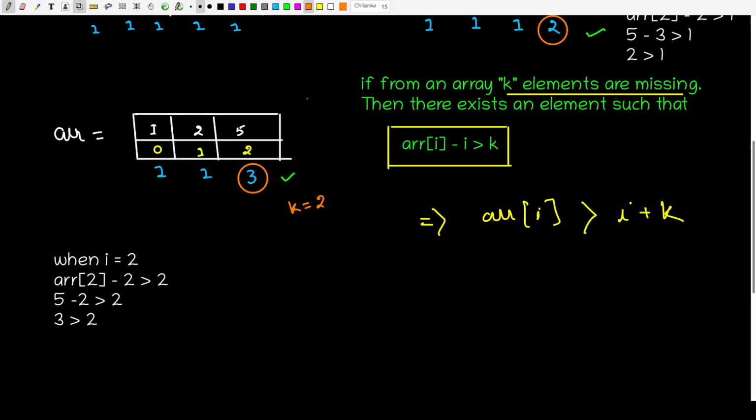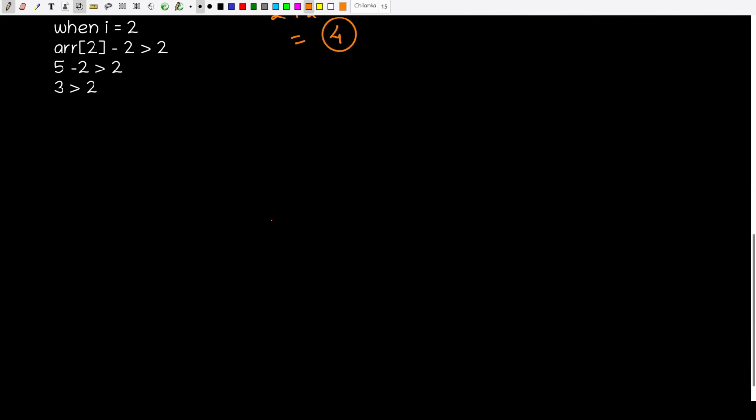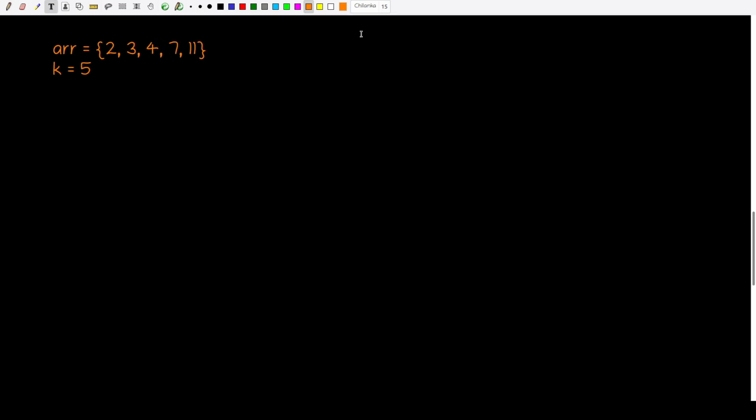Similarly, in this case, this is the number where the condition gets satisfied. And in order to get to our answer, we just have to return I plus k. So 2 plus 2, which is equal to 4. And as we can see, 4 is the second number which is missing from this series. So that's the idea behind solving this problem, folks. Now let us take an example to understand this. So let us say the array which is given to us is this, and in this array we need to find the fifth missing element.